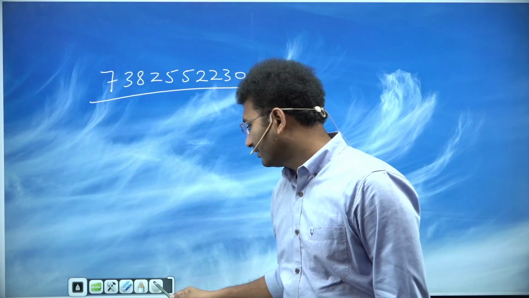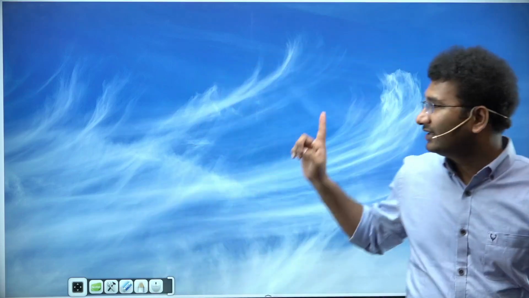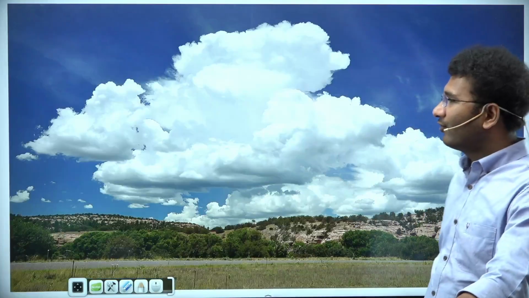Okay, so see here, you might have seen this type of cloud. This cloud is called cirrus cloud. You might have also seen this cloud. This is called cumulus cloud. Likewise, there are layers in this cloud, and this cloud is called stratus cloud. You might have seen this cloud too. This is called nimbus cloud, black color. And this is called a cumulonimbus cloud.